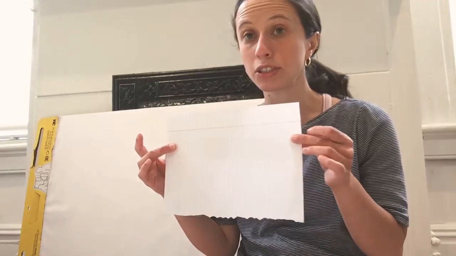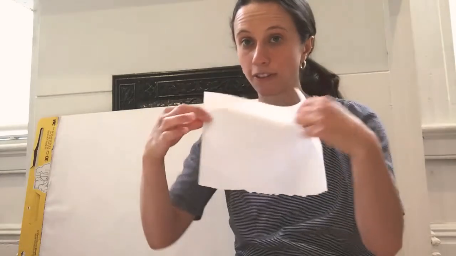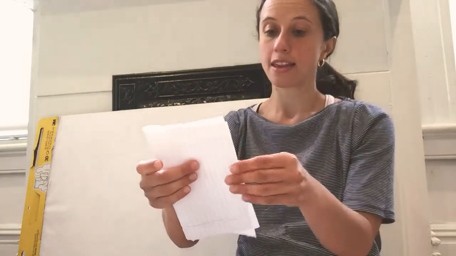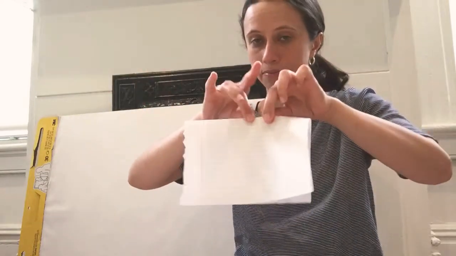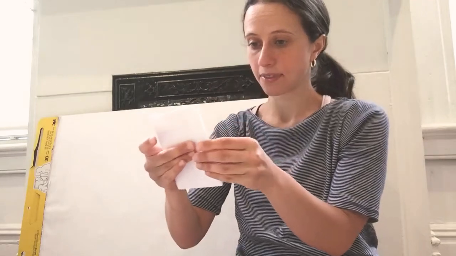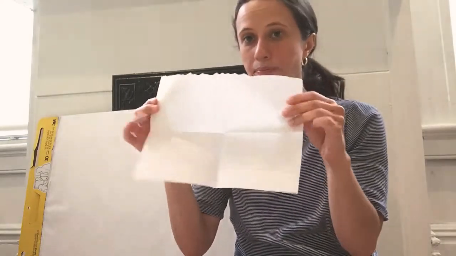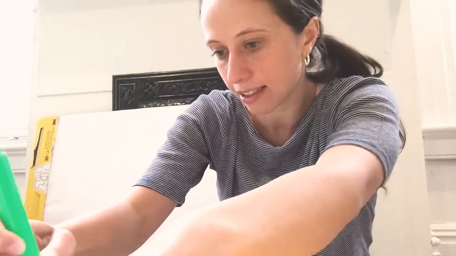So what I want to do is make 4 rectangles. So first I want you to fold your paper the hamburger way, like this. And then I want you to fold it one more time so that it's like this. Now when you open up your paper, you should have 4 rectangles. And I'm going to use a highlighter just so that you can see what it should look like.